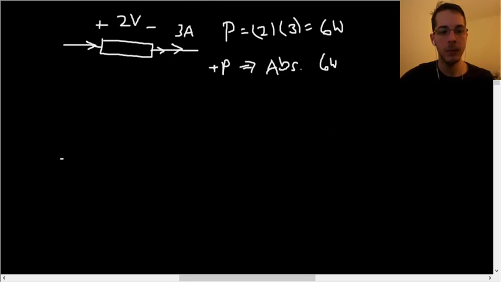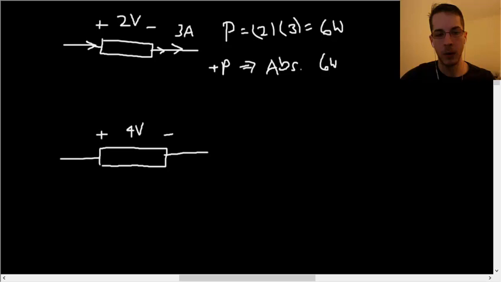Alright, how about this time if we had this kind of scenario, where we had 4 volts, and the current's going this way, and this would be 1 amp. As it's currently drawn, the current's entering the negative terminal, so we can't just do 4 times 1 to get our power. That would be incorrect. We have to redraw it such that it is in passive sign convention, visually, where the current enters the positive terminal.